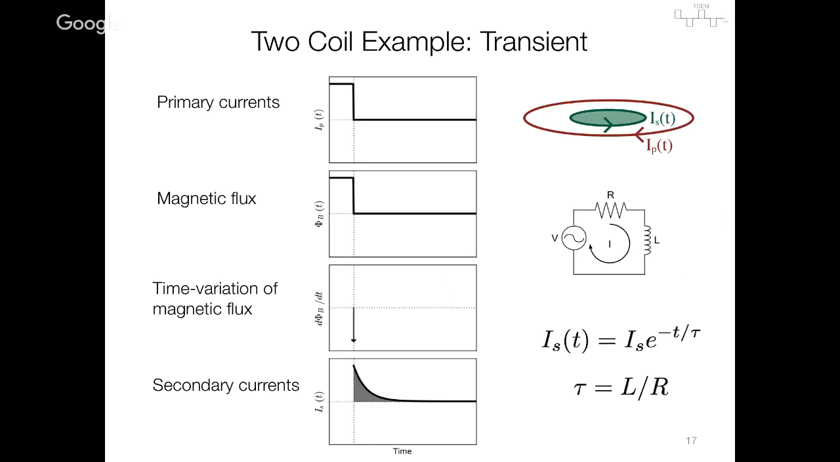The moment that I switch it off, I'm going to have a strong change in the magnetic flux as it goes through this inner loop. And that is going to induce currents in this loop that are then going to decay with time. The secondary currents in here follow this kind of a law. Initially when I turn it off, there's a secondary current in the loop, and then it decays as e to the minus t over tau. Tau is a time constant and is equal to L, the self-inductance, divided by R.